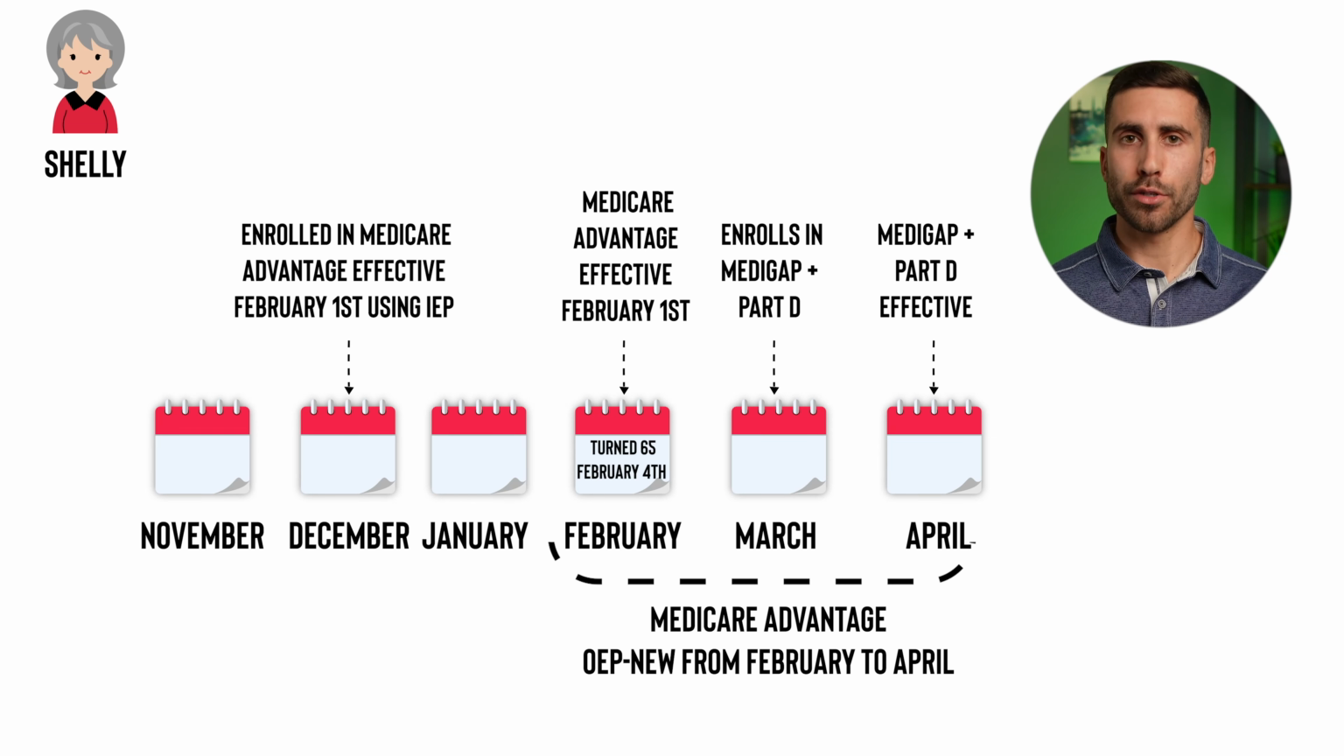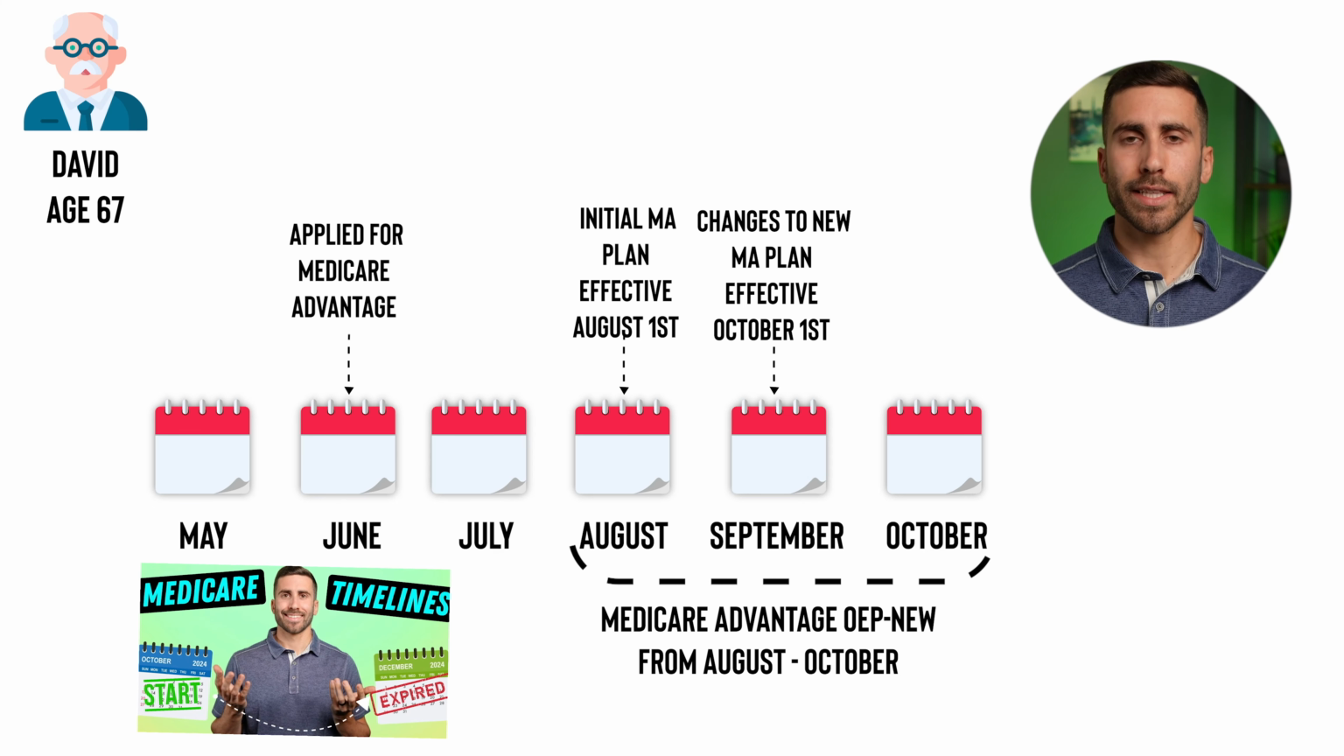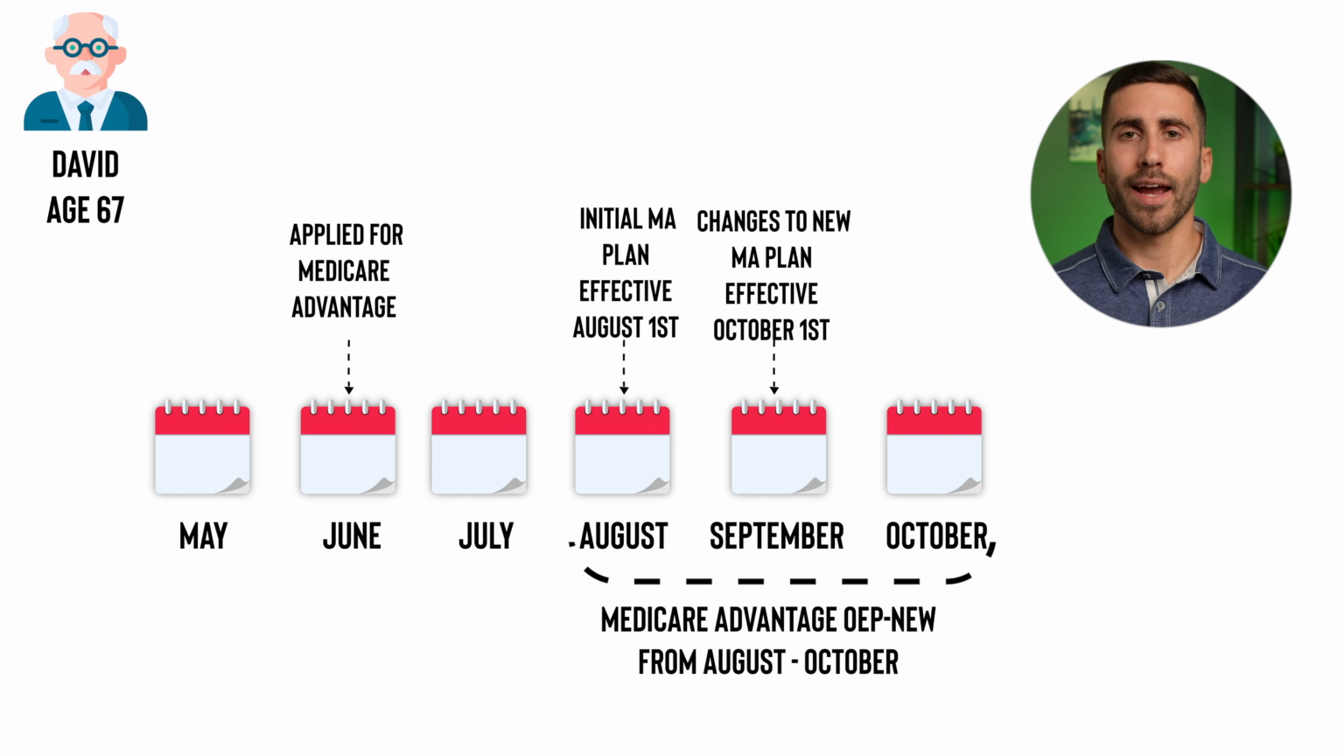However, those of you that delay your Part B enrollment past age 65 may also be able to have access to this OEP New enrollment period. For example, we will look briefly at David, who at age 67 enrolled in Medicare Part B for the first time using his Medicare Part B special enrollment period that we talked about in our previous video, and he did this with an August 1st effective date. At that time, he also enrolled in a Medicare Advantage plan effective for August 1st, using what is known as his initial coverage election period, which we will discuss next.